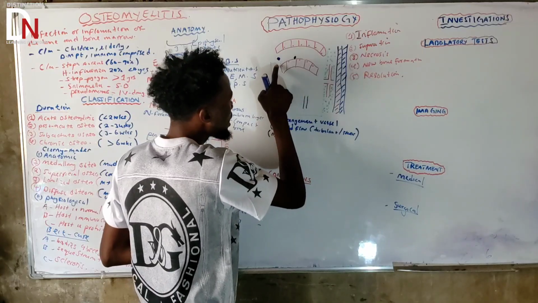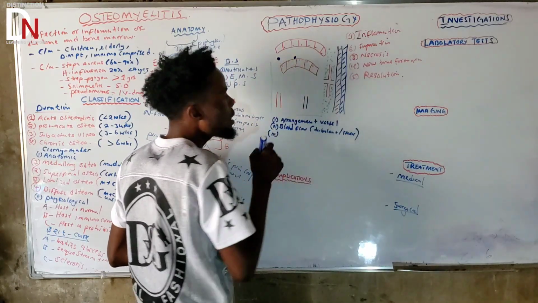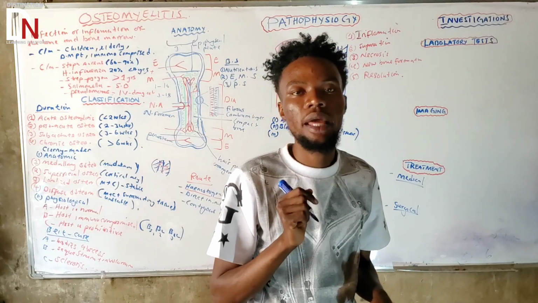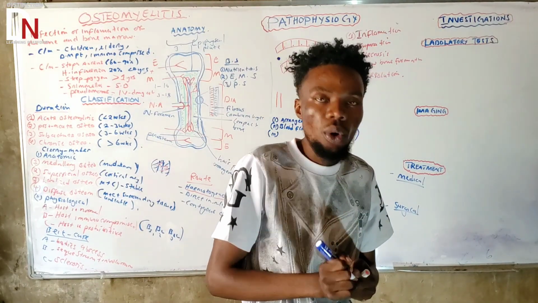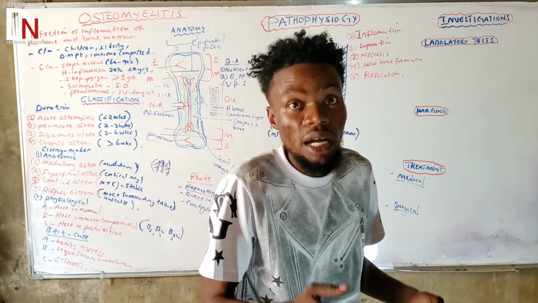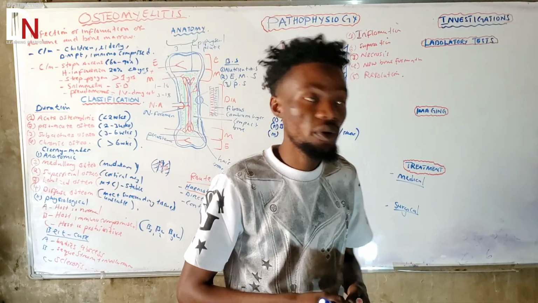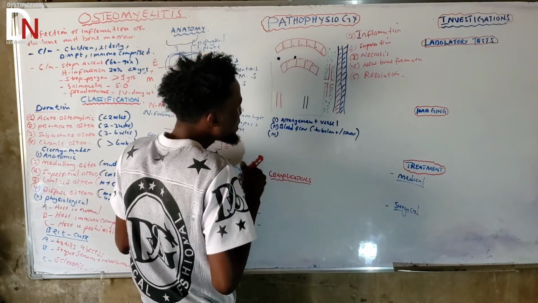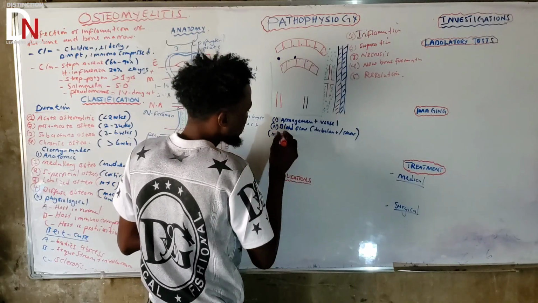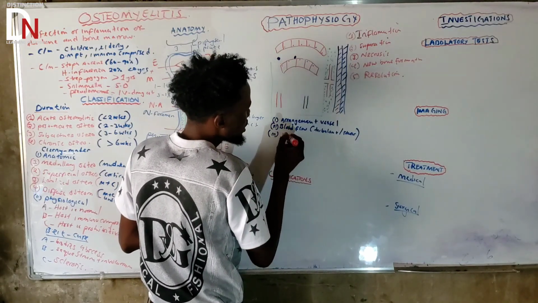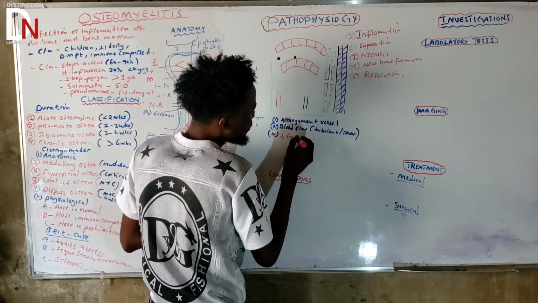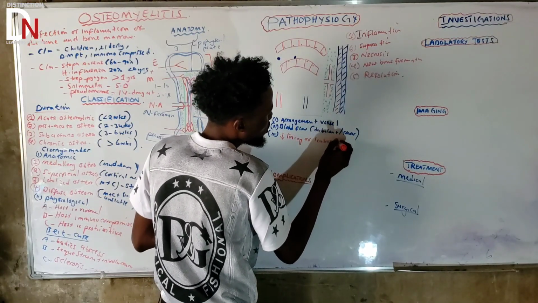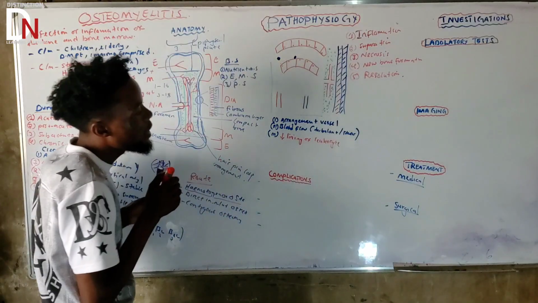If you look at the lining of the leukocytes, the lining of the white blood cells there, it's not there. Or they might be there, but there are few. So what are we saying here? We are saying a decrease in the lining of leukocytes. That's the main reason why they start.